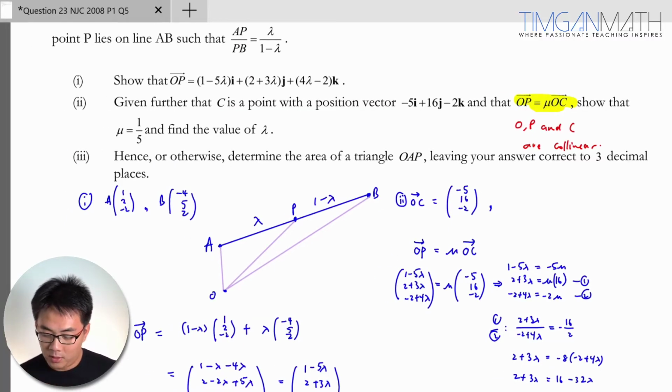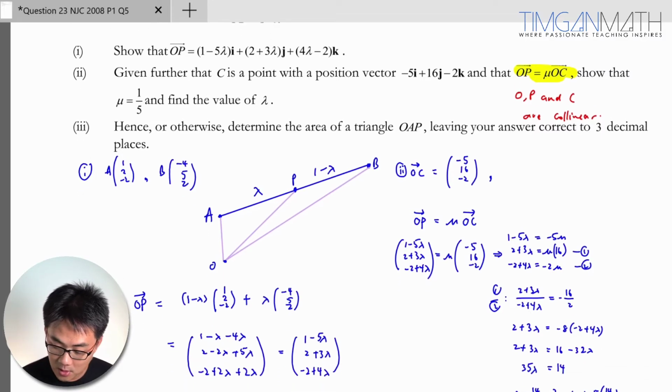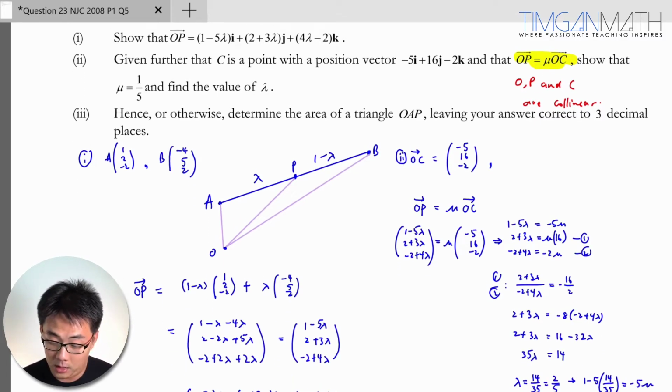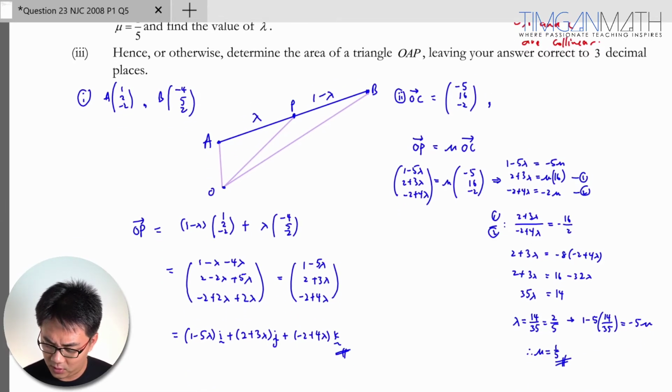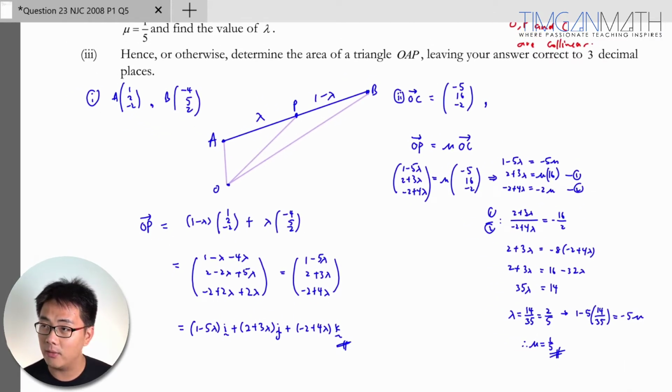Part 3. Hence or otherwise determine the area of triangle OAP, leaving your answer correct to 3 decimal places. If you want to find OAP, it's just half OA cross AP or OP. But we have all the coordinates, right? So it's not really an issue, right? Or did I mistype it? Hold on, let me check if I've mistyped this question.